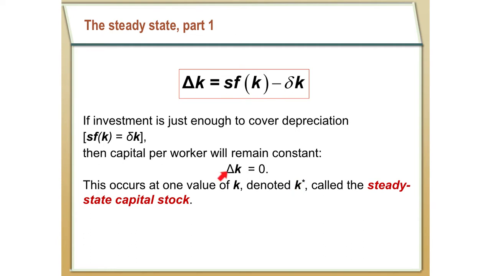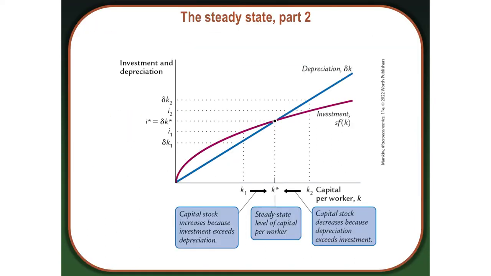So delta K is going to be equal to zero when the right-hand side is equal to zero. The right-hand side is equal to zero when S times F of K is equal to delta K, right? We can see that by simply saying, all right, delta K is equal to zero. Zero equals S times F of K minus delta K, and then add delta K to both sides to derive this expression right here. So let's look at this situation graphically.